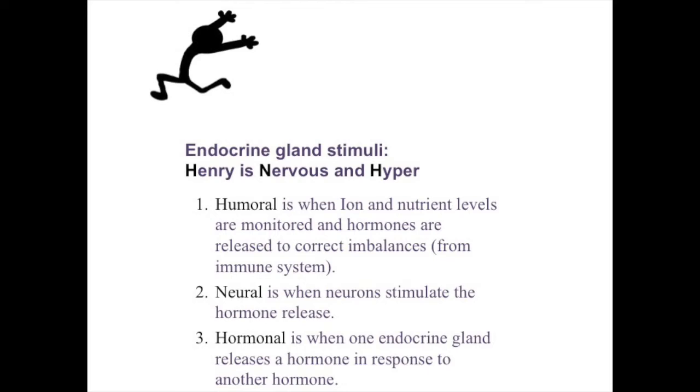Humoral is when ion and nutrient levels are monitored and hormones are released to correct imbalances. Neural is when neurons stimulate the hormone release. And hormonal is when one endocrine gland releases a hormone in response to another hormone.